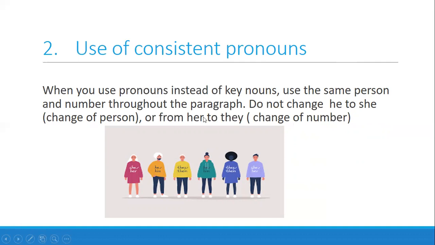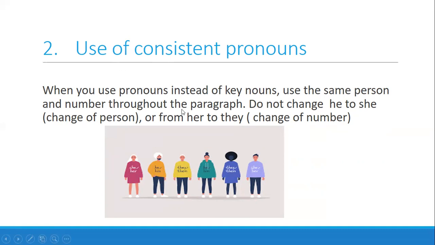But you cannot use her, and then move on to they. Then it's a change of number, right? And you also cannot use he, and then later on in the paragraph use she or it, right? Then it becomes a change of person. She can be her, he can be him, they can be them, right? But she can't be he, and he can't be they. You have to be consistent in the pronouns that you use.